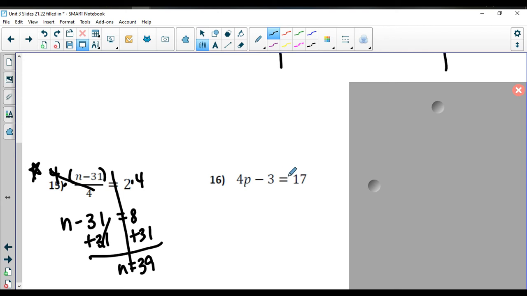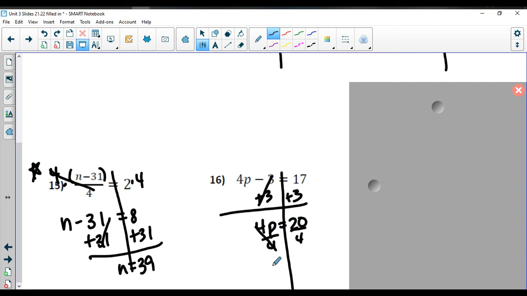In the next example, go ahead, solve for p. Adding 3 to both sides, you get 4p is equal to 20. Divide through by 4, you get p is equal to 5.